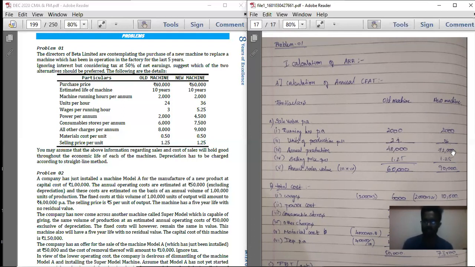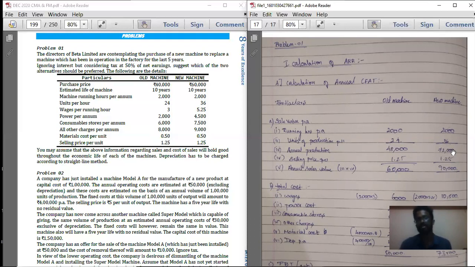And below that, small roman number 3, annual production, within brackets small roman number 1 into small roman number 2. Under old machine, record 2000 into 24, you are getting 48,000. And under new machine, 2000 into 36, you are getting 72,000. So annual production is 48,000 and 72,000.